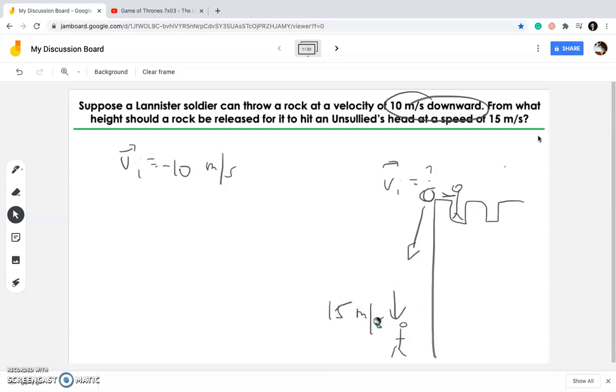In kinematics, we're actually dealing with v dot, right? If you can still remember this, okay?